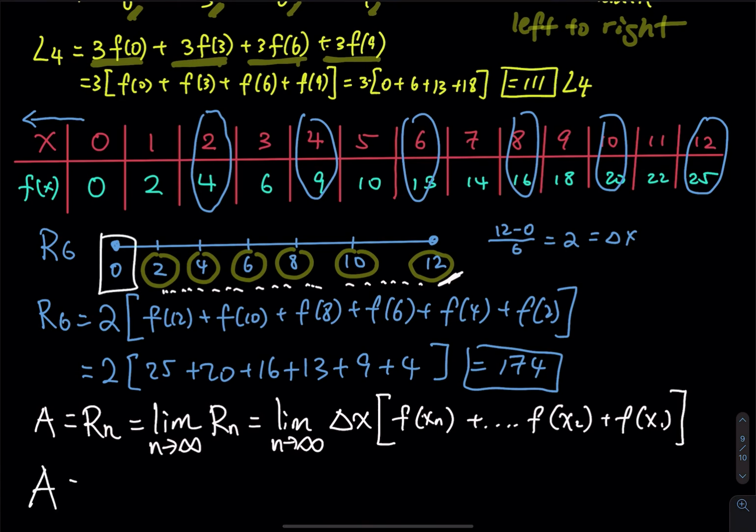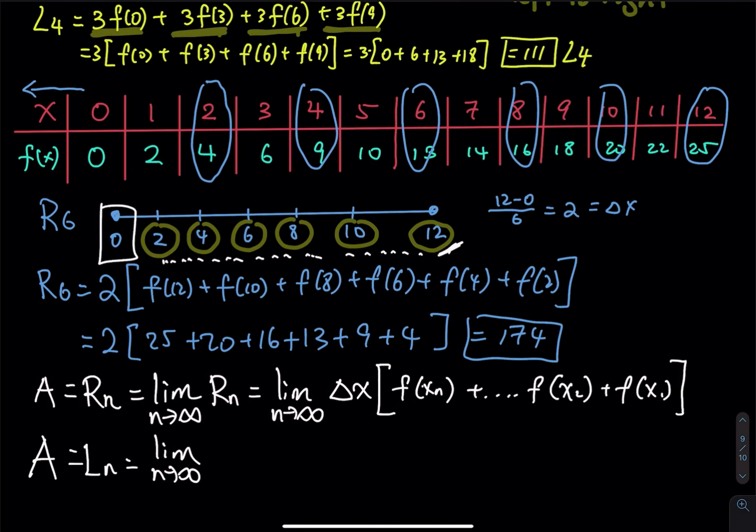So that is area, left sum, n subinterval. That is the limit as n approaches infinity. The more intervals you use, the more accurate you are. So that is n. So that is a limit as n approaches infinity. You have the delta x, which is the width of the rectangle. So this one is the left sum.